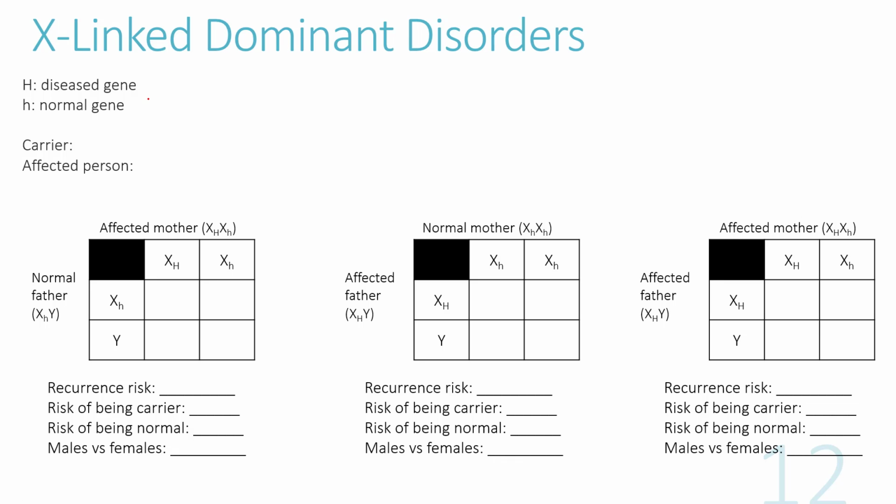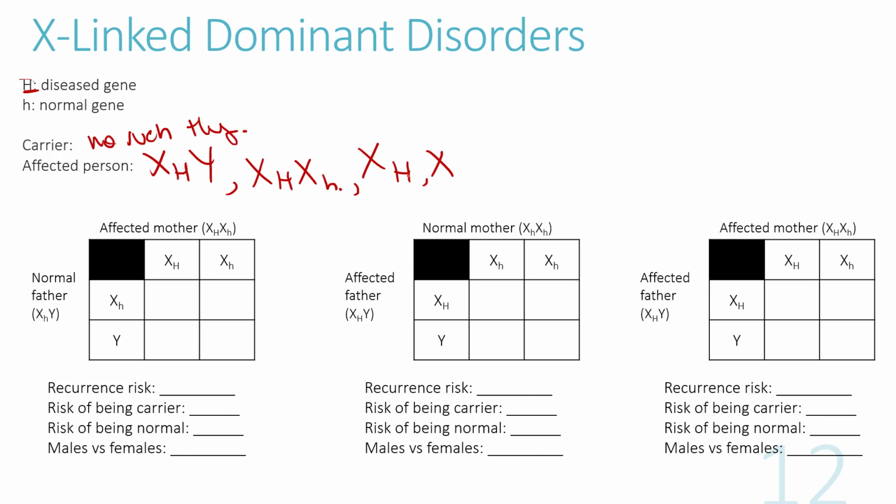X-linked dominant disorder, carrier, there's no such thing, because if you get it, then you have it. So X-linked, the disease gene is the capital H, and so an affected person would have either that genotype or that genotype for a girl.